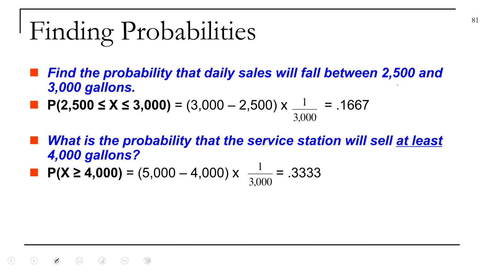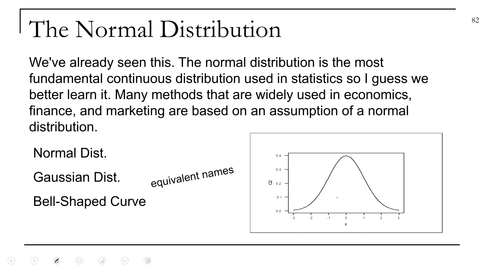What's the probability that daily sales will fall between 2,500 and 3,000? Again, you're just finding the area under the curve. You get this. What's the probability the service station will sell at least 4,000 gallons? Area under the curve, and you get that. So the uniform is very easy to work with, insanely easy, but good to play with. Always good to draw a picture to understand what the uniform is.